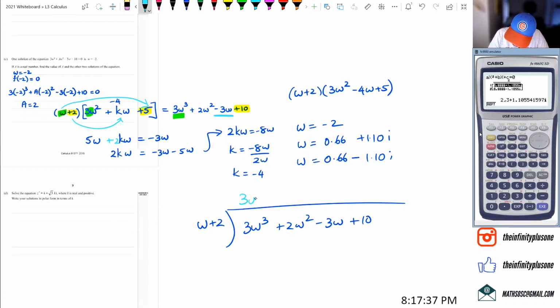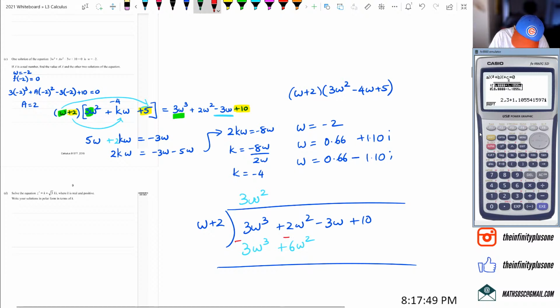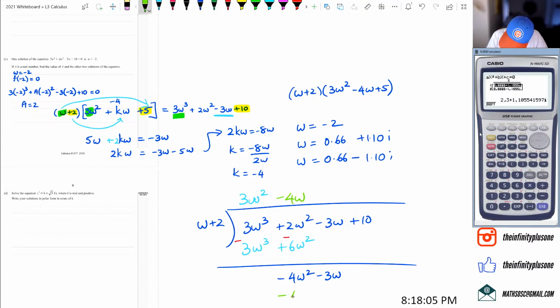So I've got 3W squared times W is equal to 3W cubed plus 6W squared. Then I do subtraction. So I've got 3 minus 3 is 0, 2 minus 6 is negative 4W squared minus 3W. And you can kind of see how this is working out already, because I need to go minus 4. So minus 4W is going to give me minus 4W squared minus 8W.